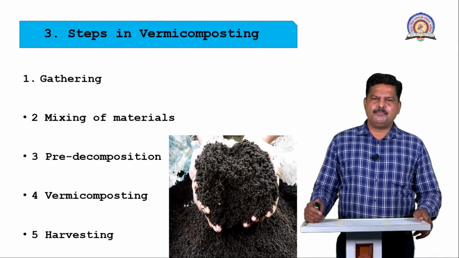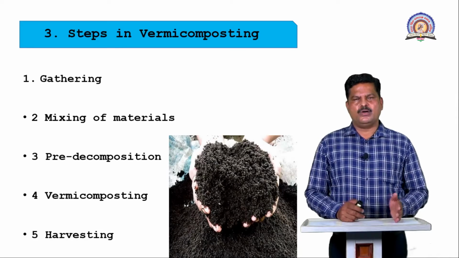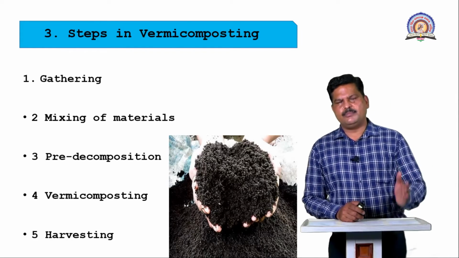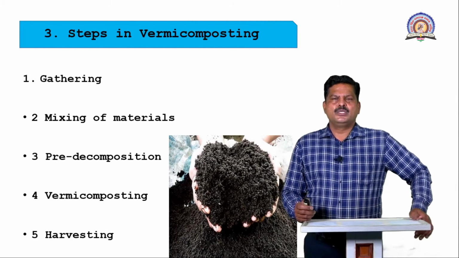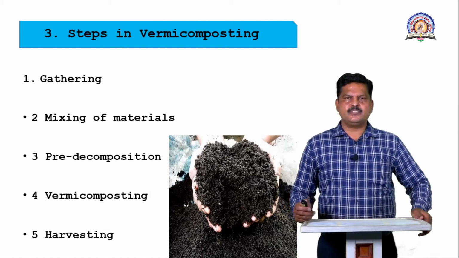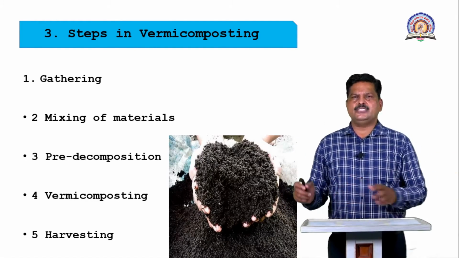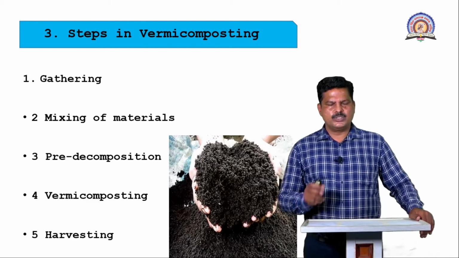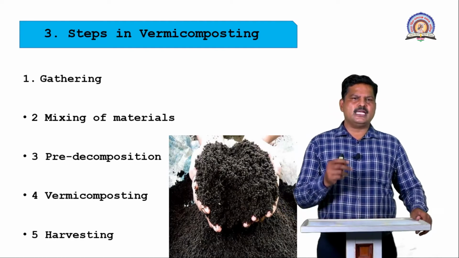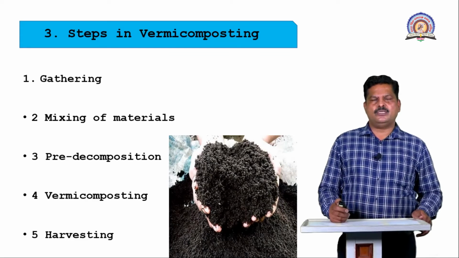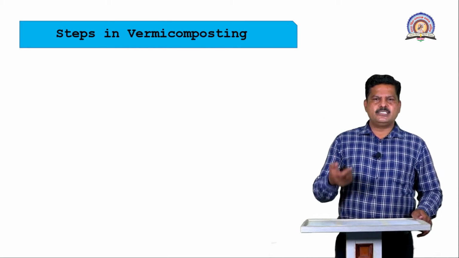And then vermicomposting: whatever degraded material is ejected by earthworms is considered vermicompost. By using a specific device, we can separate earthworms from the vermicompost, and then it is used for marketing purposes. That is called harvesting. So these are the 5 important steps in vermitechnology. Then we'll see them one by one.